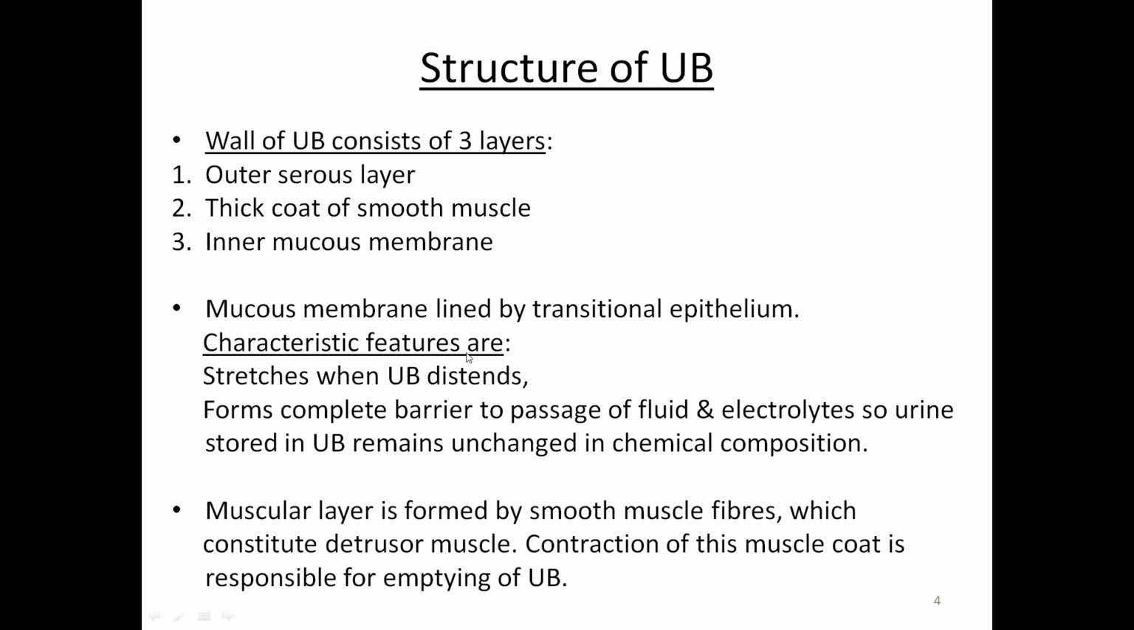Now some characteristic features of the wall of the bladder. It stretches when the bladder distends. It forms a complete barrier to the passage of fluid and electrolytes, right? So that the urine stored in the bladder remains unchanged in chemical composition. And the muscle layer is formed by smooth muscle fibers, and they constitute the detrusor muscle. This is the main muscle of the urinary bladder, and it's the contraction of the detrusor muscle that is responsible for emptying of the urinary bladder.